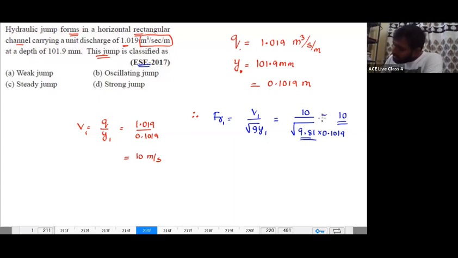I don't have a calculator, so I don't solve it exactly. 9.81 into 0.1, which is 0.981, I can assume as 1. So root 1, 10 by root 1, is going to be almost 10. And when the Froude number is greater than 9, we call it a strong jump. So what is the answer here? The answer is going to be B.